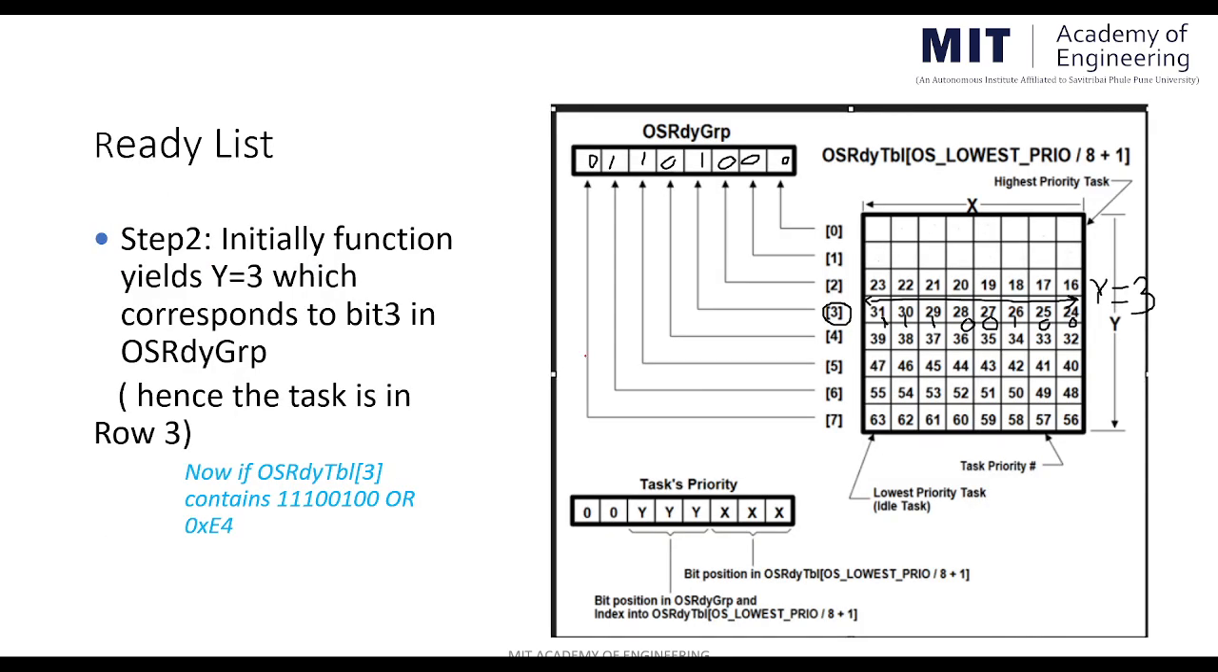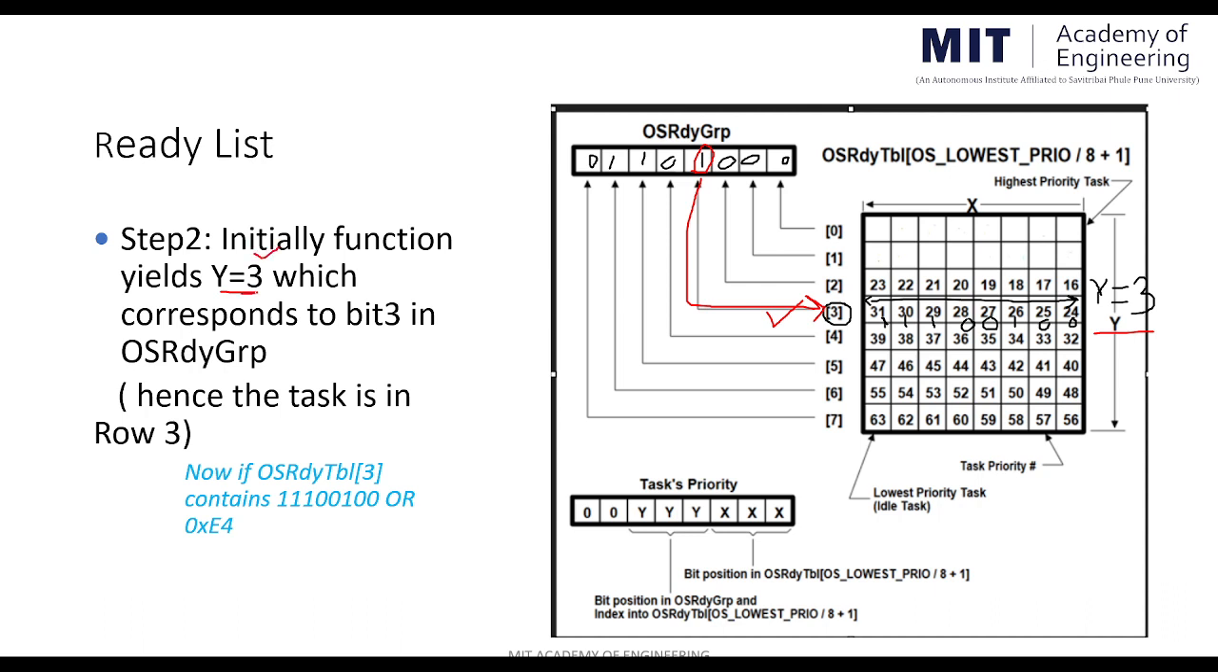So this is our next step now. Now we have got the idea that the OS RDY GRP value is 011011000. This one indicates that a value from the third group is ready to run, and this value is extracted by the kernel using the unmap table. Now after extracting this, the kernel can understand that any bit from row 3, that is y is equal to 3, is ready to run. So initially the function yields y is equal to 3.